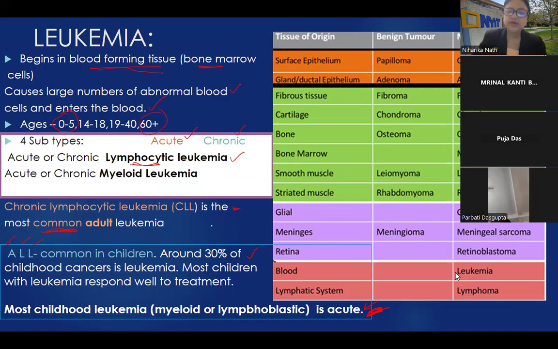So here in blood, you see this table at the bottom, remember? Here I'm at the bottom here. So here there was blood, so there was lymphoma and there's leukemia here. All right.